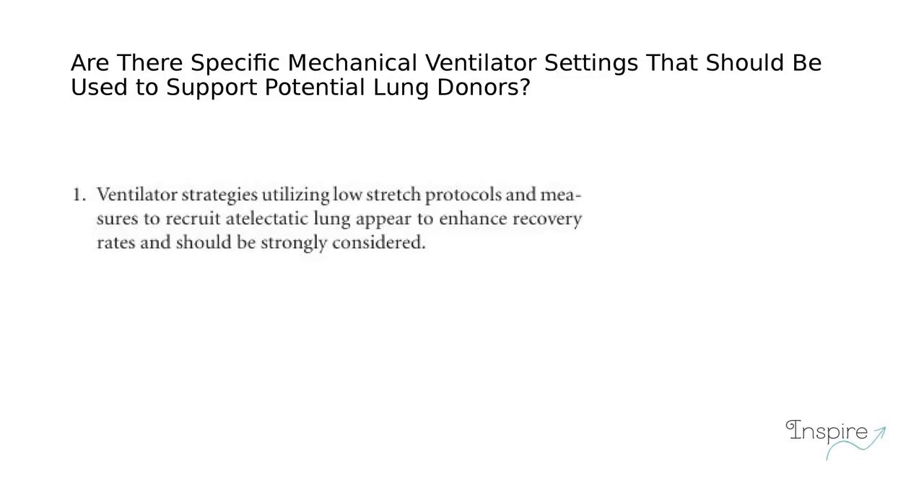The second question they ask: are there specific mechanical ventilator settings that should be used to support potential lung donors? I have a lot of thoughts on this topic, and I think the other panelists will too. But essentially, they suggest that mechanical ventilation approaches be similar, if not the same, as they would be for anybody else.